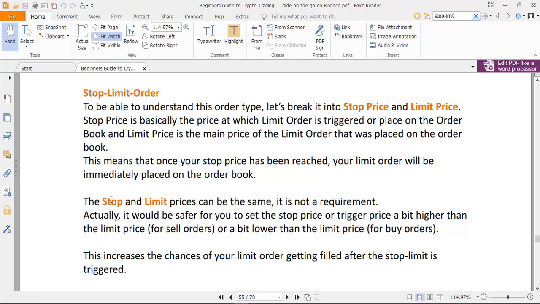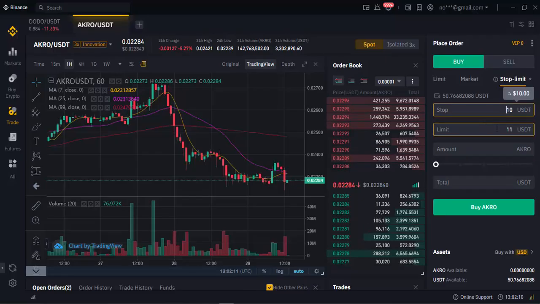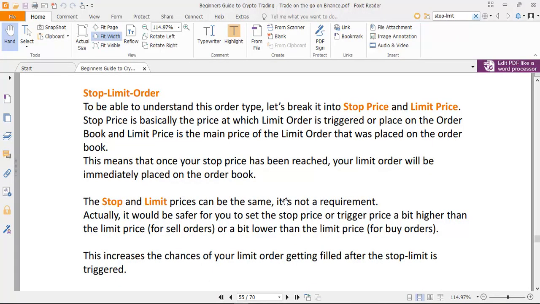Now, the stop and limit prices can be the same. Like I said, you can make them the same here, probably 10 and 10. All right. It is not a requirement. So like we used 10 and 11, you can make it 10, 10. You can make it 11, 11. You can also make it 10 and 11. It depends. Right. So we are going to explain it.